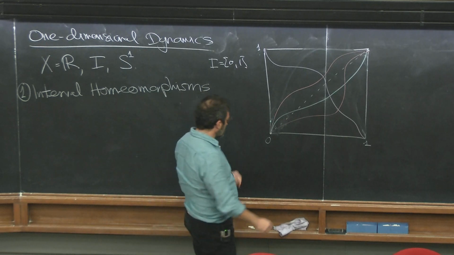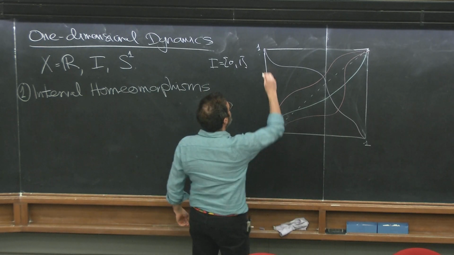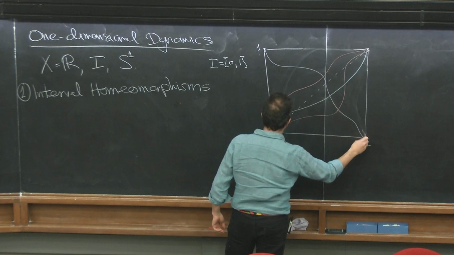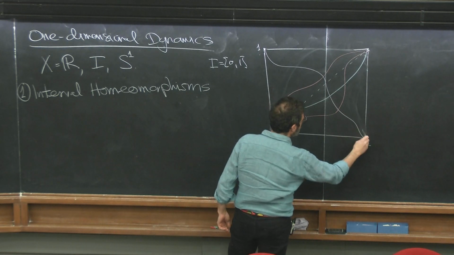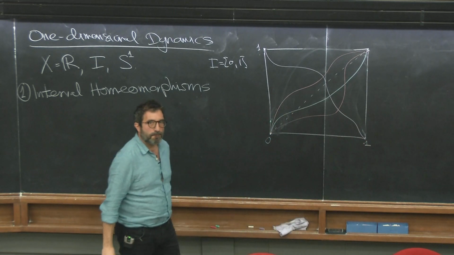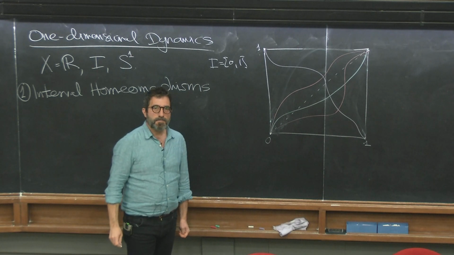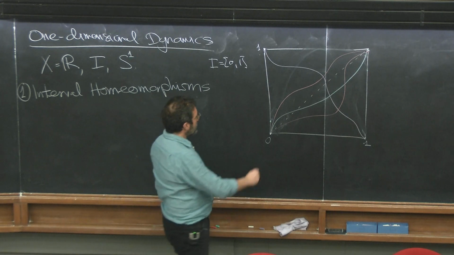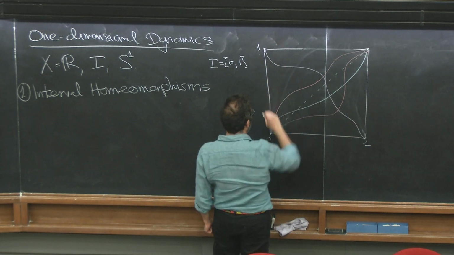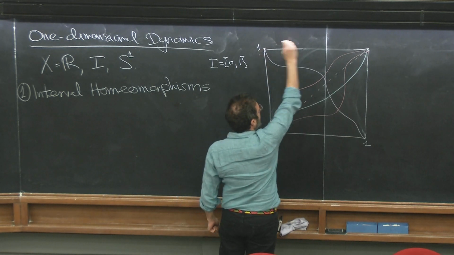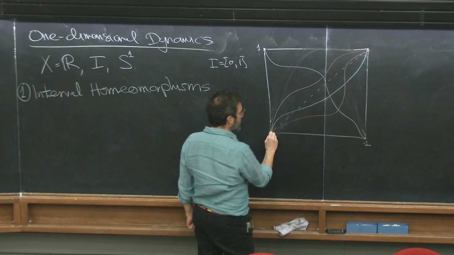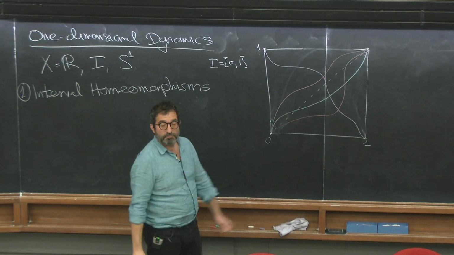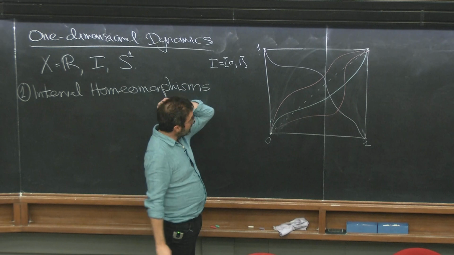So in this case, what are the endpoints doing? What is the dynamics of the two endpoints, 0 and 1? Boundary is always preserved, so it's always periodic. It's a periodic point. You can see it from the graph, right? Because 0 maps to 1, and 1 maps to 0. So it's a periodic point, right?